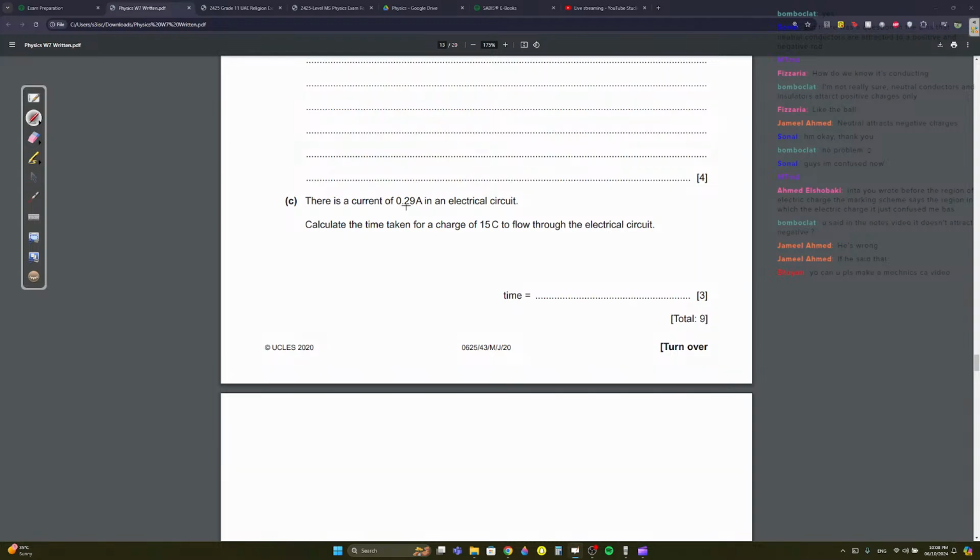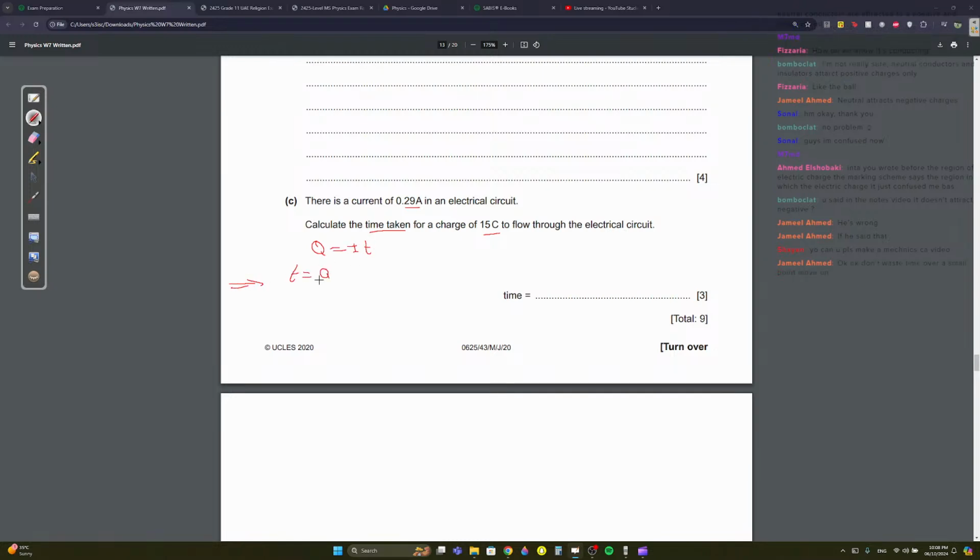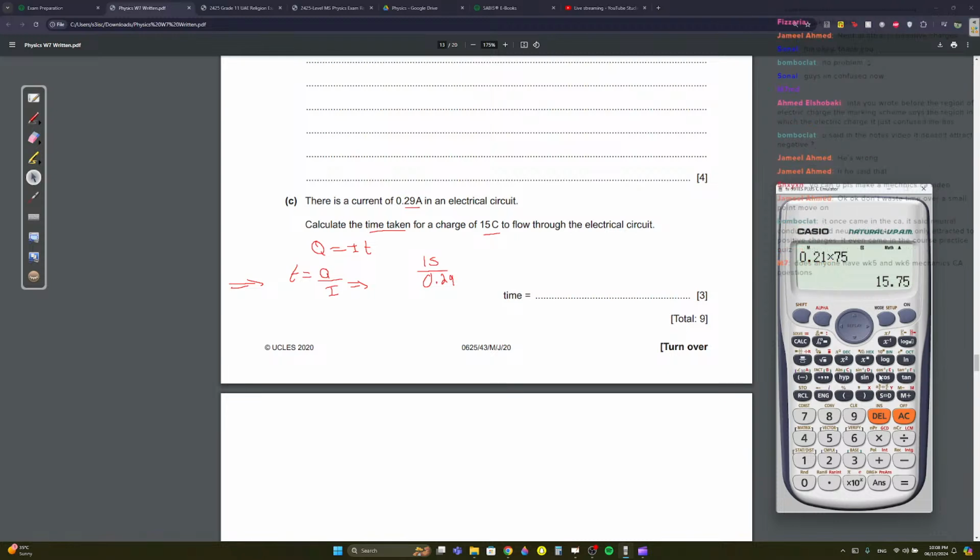There's a current of 0.29 amperes. Calculate the time taken for 15 coulombs to flow. Q equals I T. Thus, T will be equal to Q divided by I. The charge Q is 15 over the current 0.29. You're going to get 15 divided by 0.29. It's going to be 51. We want it to be two significant figures, so it's going to be around 52 seconds. 52 seconds. Please don't forget the unit.